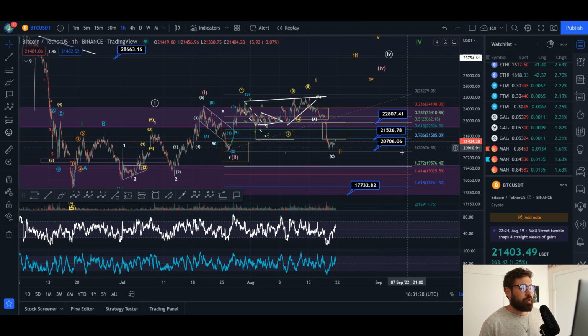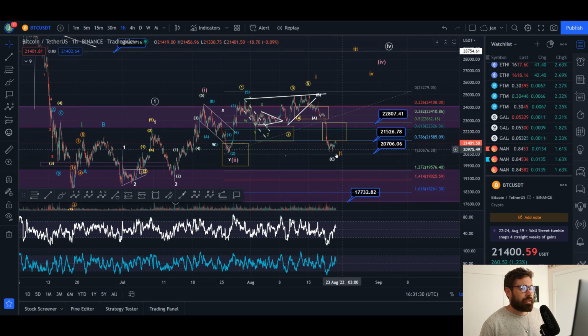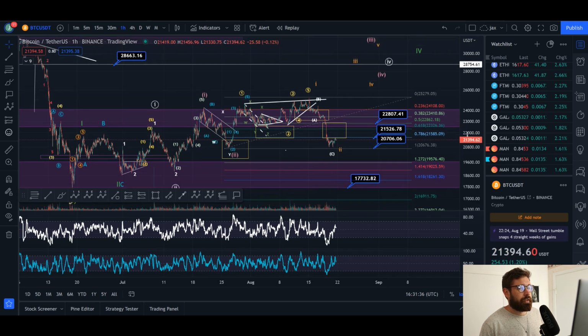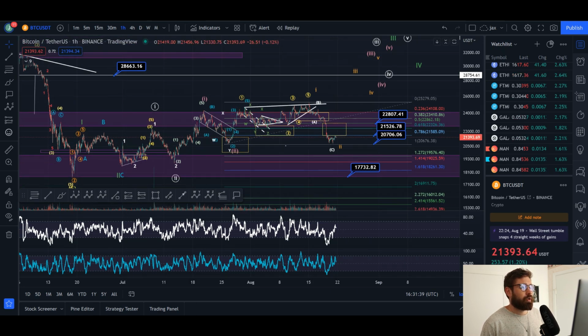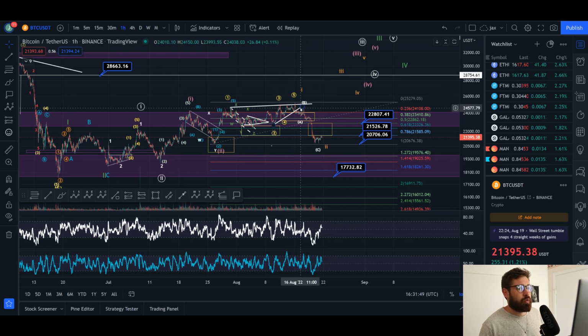So potentially if 20.7K is broken, it validates a wave 2 pullback, and it would invalidate this wave count. What we're looking at here is that we've come up in a 1-2. We're looking for a wave 3, and right now we put in a 1-2, 1-2. But if we break that low, it will invalidate that 1-2, and we'll have to look at a different wave count. Personally, I think this is a wave 4 pullback. This is what I'm looking at here.